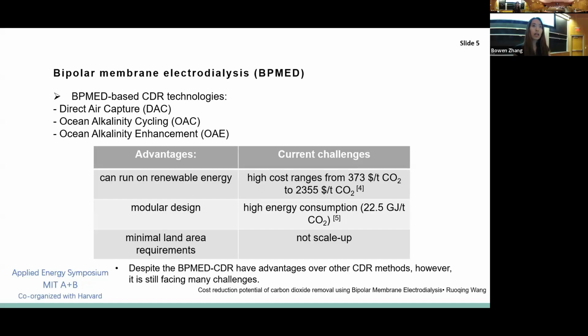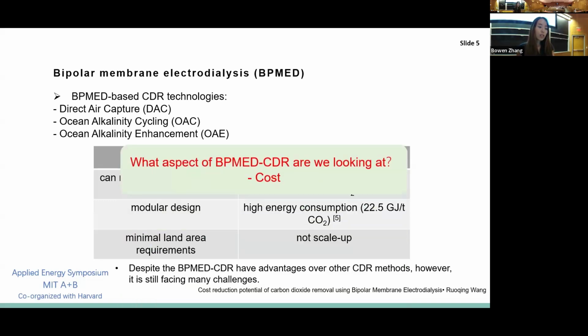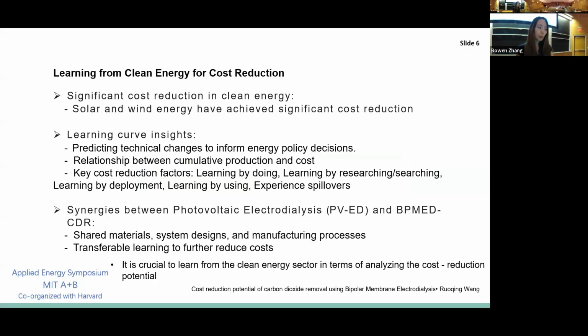But since this technology is at an early stage of development, it has a very high cost and high energy consumption. And at the same time, it's very small scale. So in this project, we aim to look at the cost aspect of the BPM-ED CDR technology.